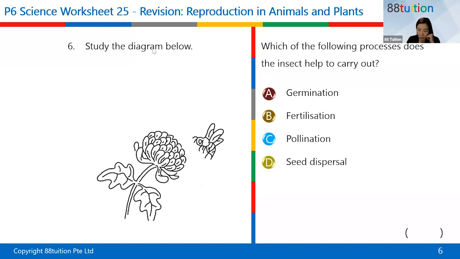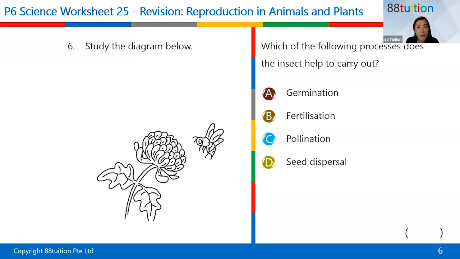Question 6. So you study the diagram here. Very nice flower. And then this is an insect, likely to be a bee. So which of the following processes does the insect help to carry out? Don't think that this one is very simple, because I have students who actually got this wrong. What would be your answer? If I look at your question 6, a lot of you put down C. It's actually C.